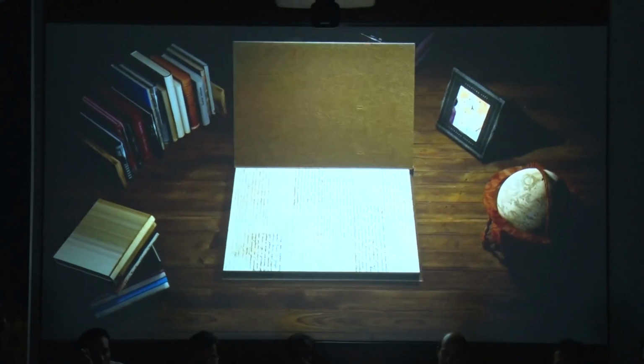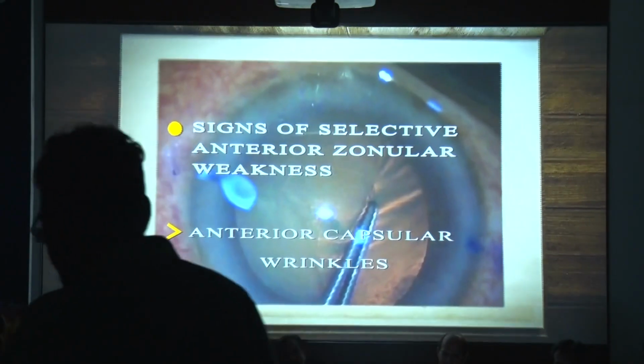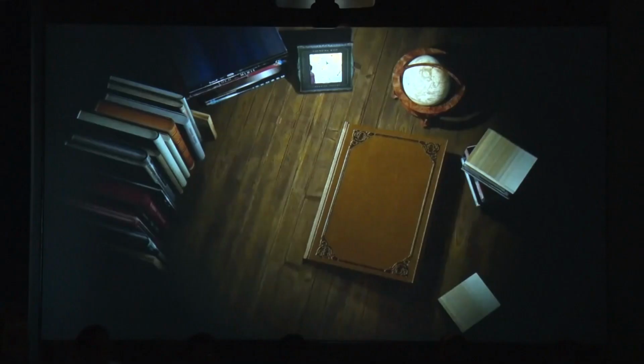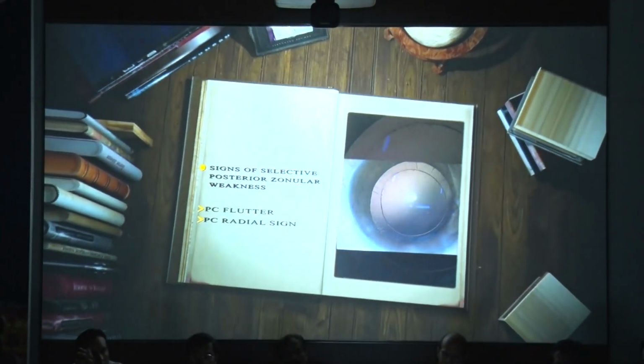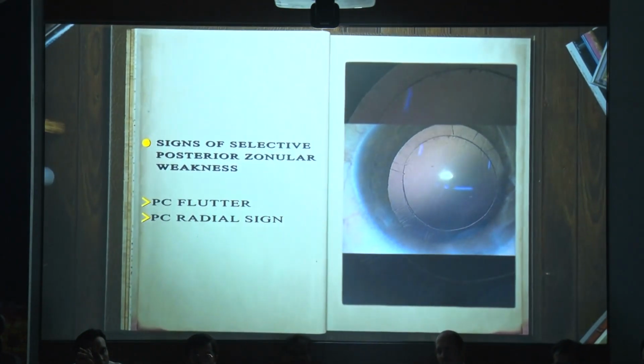The present video aims to demonstrate and discuss the signs of selective anterior zonular weakness, namely the capsular wrinkles, and selective posterior zonular weakness, namely the capsular flutter and the PC radial sign and their management.